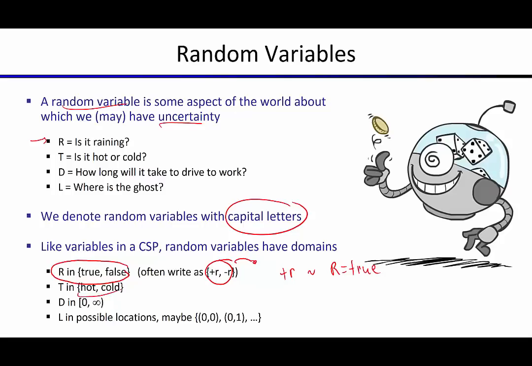Here, temperature could be hot or cold. The domain could be continuous. We're not going to do continuous probability in this class, but the ideas that we're presenting in 188 carry over to continuous probability distributions too. And this could be multivariate random variables. You could take on a pair of coordinates as the value of your random variable.